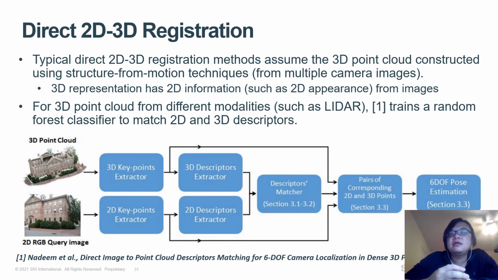images. So for cross-modal geolocalization, the 3D point cloud typically is from the LIDAR sensor, so it does not have the 2D appearance images. So there is some work to train a random forest classifier to directly match the 2D and 3D descriptors to get the refined pose. However, this area is still limited for the cross-modal direct 2D 3D registration problem.